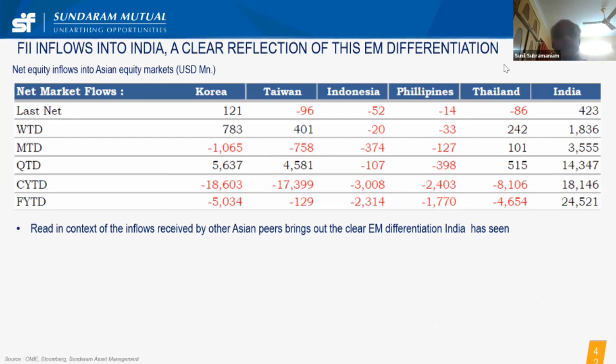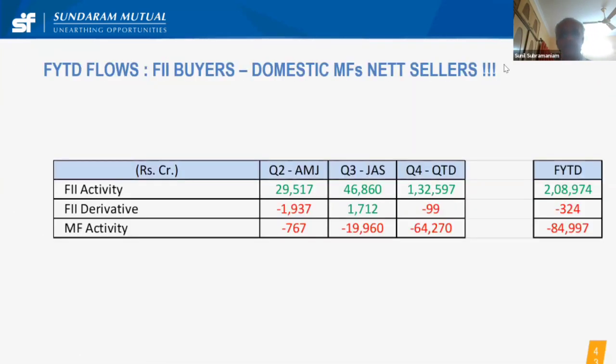So why this preferential treatment to India? I told you the growth story, the V-shaped recovery in the short term and the structural positive in the long term. Plus, just one more factor is how much of this money is in rupees crores. So April to now, FIIs have invested 208,000 crores in the Indian stock market. Whereas mutual funds have actually been selling. They have sold 85,000.